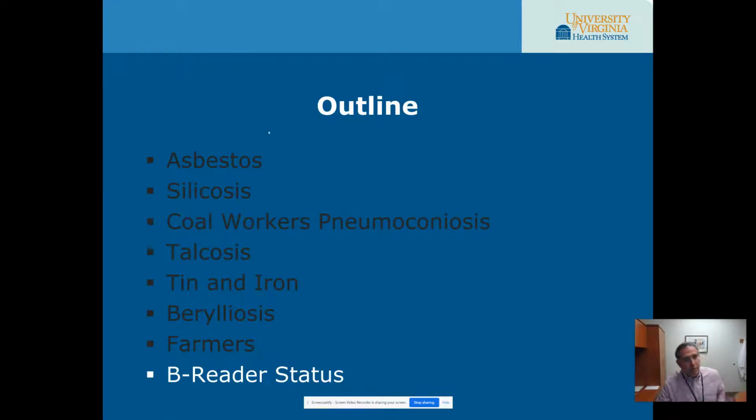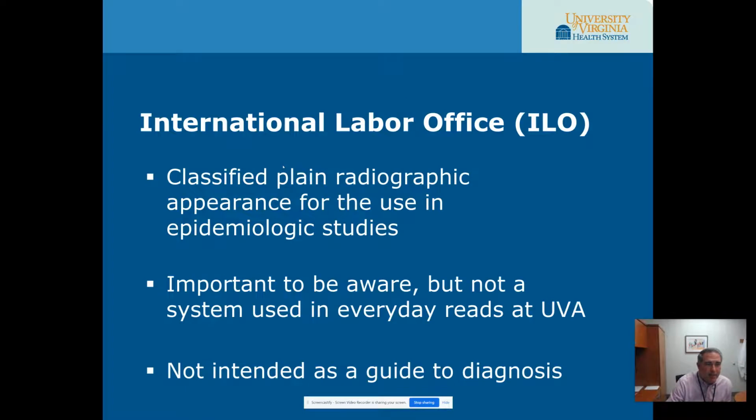So good. So we ran through asbestos and asbestos-related lung diseases, some silicosis and coal workers' pneumoconiosis, some of the other rare things, but just some quick pointers to remember. Now, quickly, I'm just going to talk about B-reader status. I just want you to be generally aware of it.